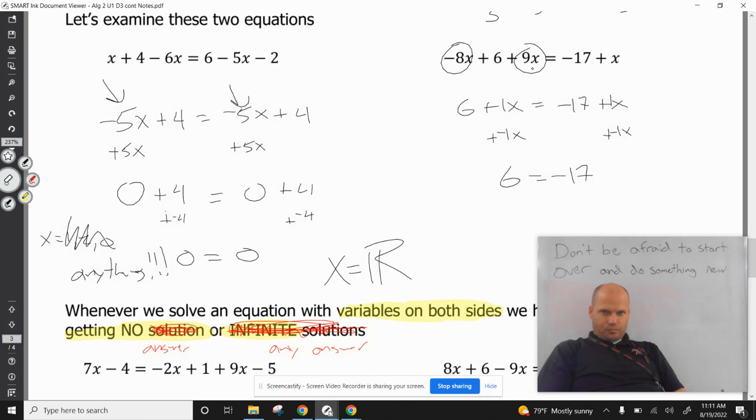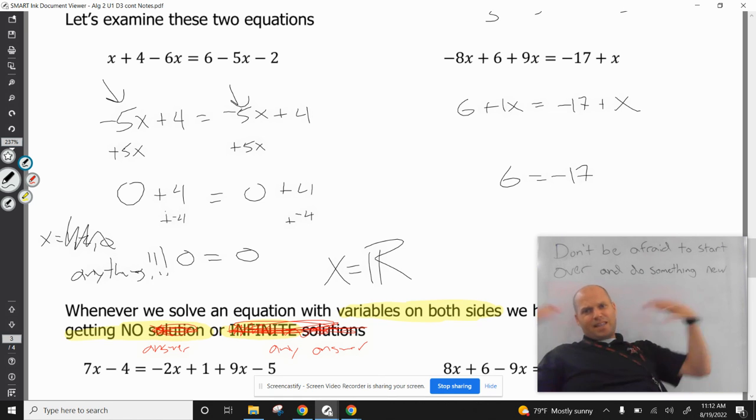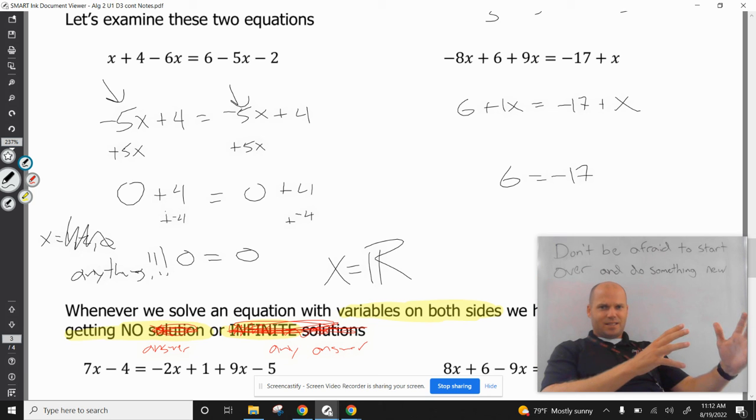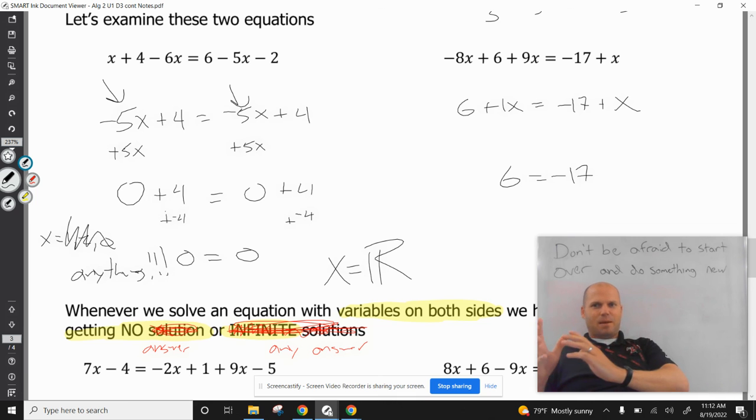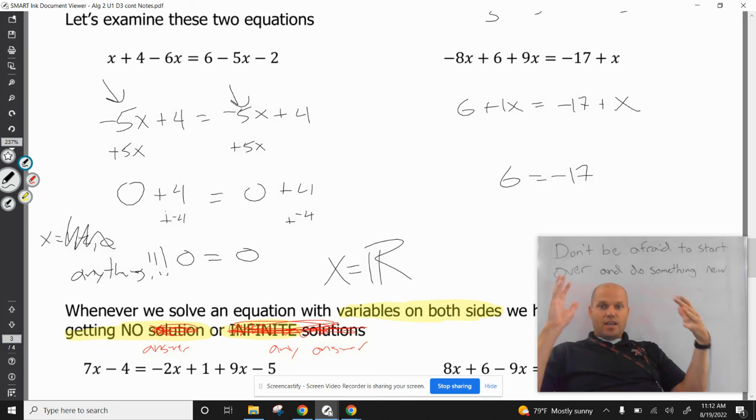However, over here, let's look at this after we same side combined. 6 plus a number equals negative 17 plus the same number. Think about this. If I take a number and add 6, will I ever get the same thing if I take that same number and add negative 17? No, they're going to be going in opposite directions. My number, I'm going to make it bigger. My number, I'm going to make it smaller. It'll never work.